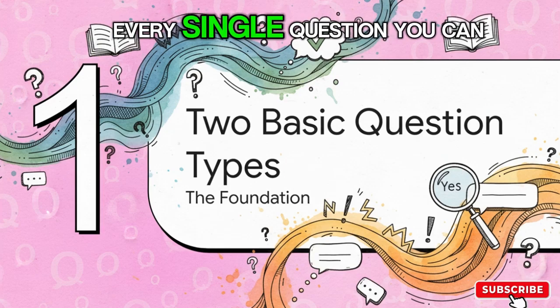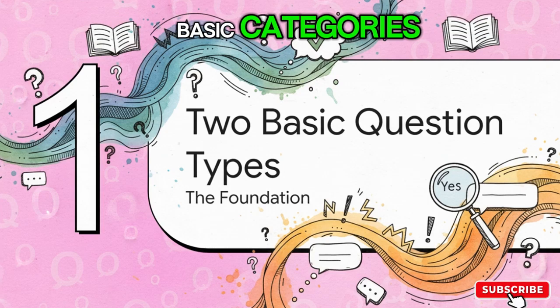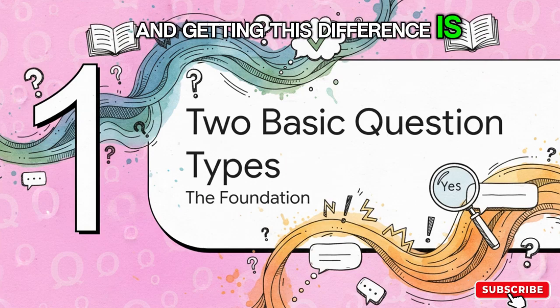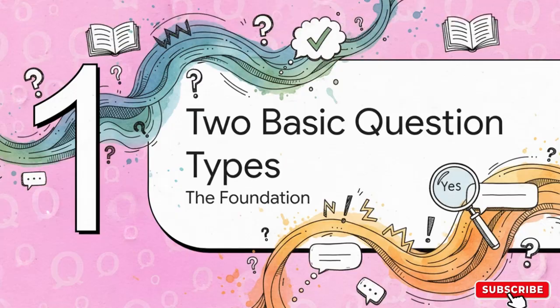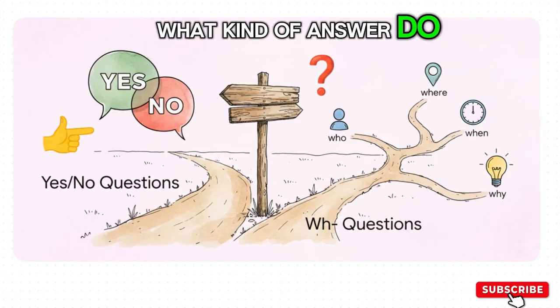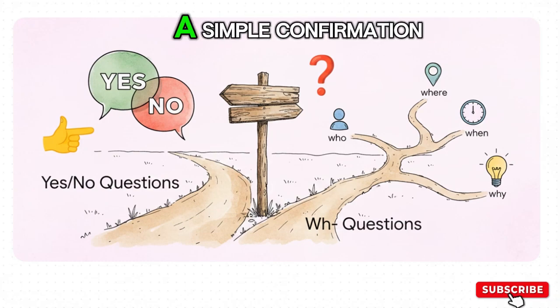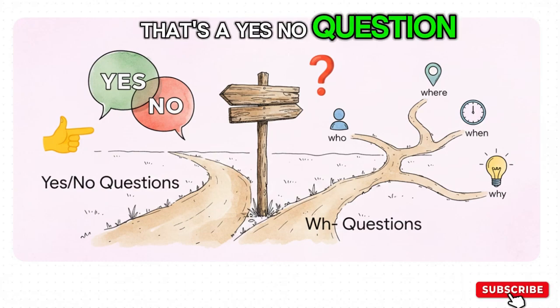Pretty much every single question you can ask in English falls into one of two basic categories, and getting this difference is the absolute foundation for everything else we're going to talk about. It all boils down to one simple thing. What kind of answer do you want? Are you just looking for a simple confirmation, a yes or a no? Well, that's a yes/no question.